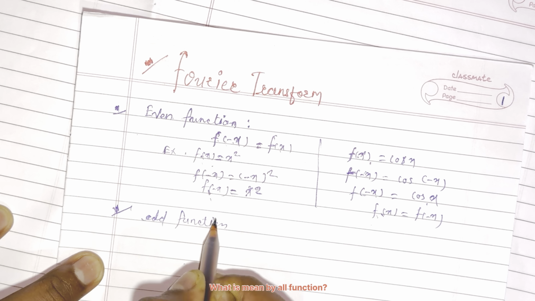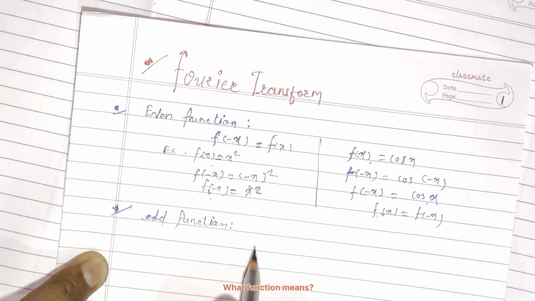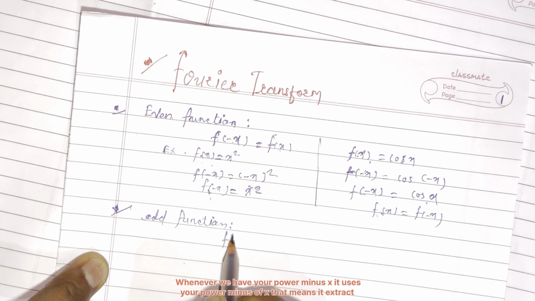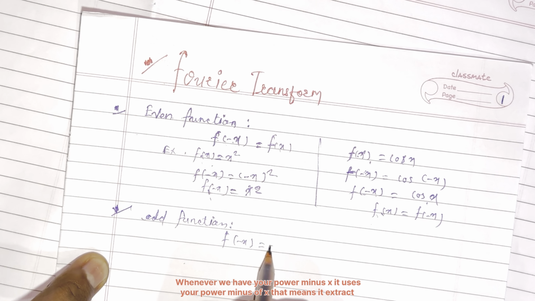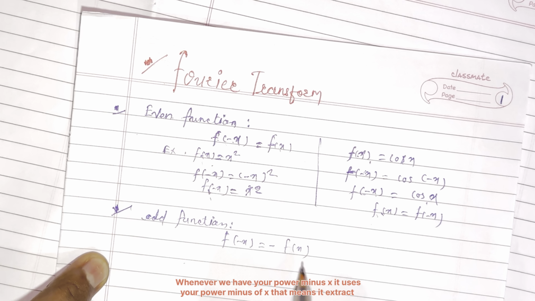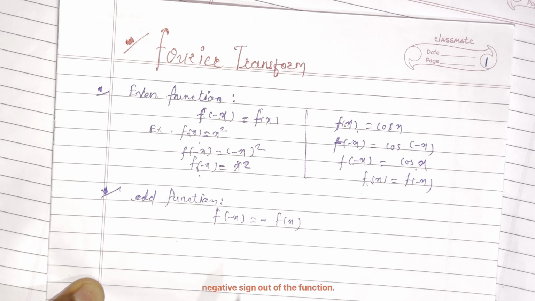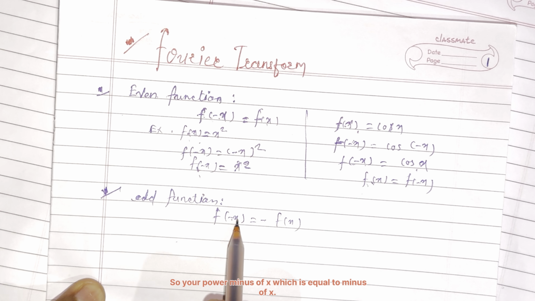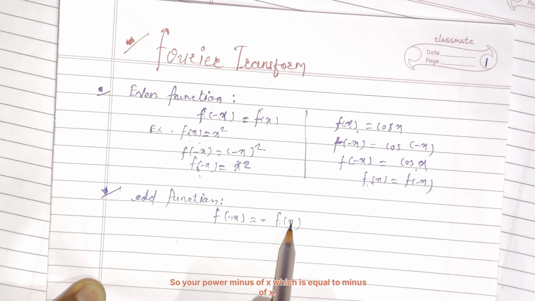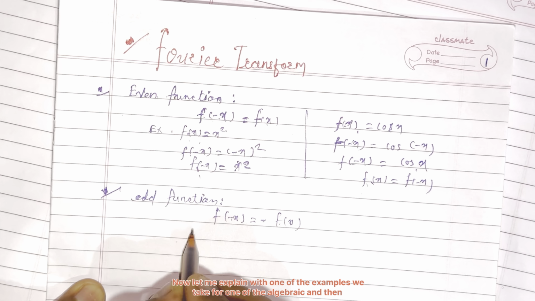What is meant by an odd function? Odd function means whenever we have f of minus x, it gives us minus of f of x. That means it extracts the negative sign out of the function. So f of minus x is equal to minus f of x. Now let me explain with an example.